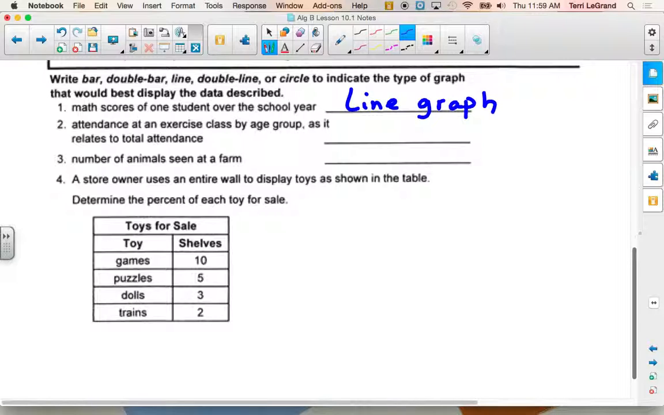Number two, attendance at an exercise class by age group as it relates to total attendance. So in other words, they've got this exercise class and there's maybe an age group. They say, okay, if you're 16 and under, you're in this class. If you're 17 through 30, you're in that class. If you're 31 through 50, you're in this class. If you're over 50, you're in another class. What kind of a graph should we do for that one, do you think?